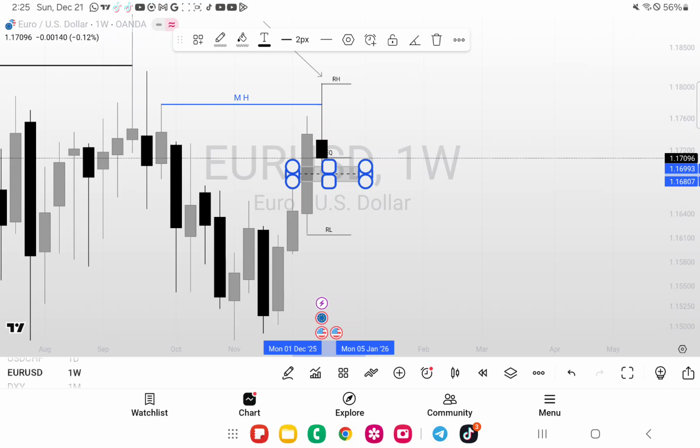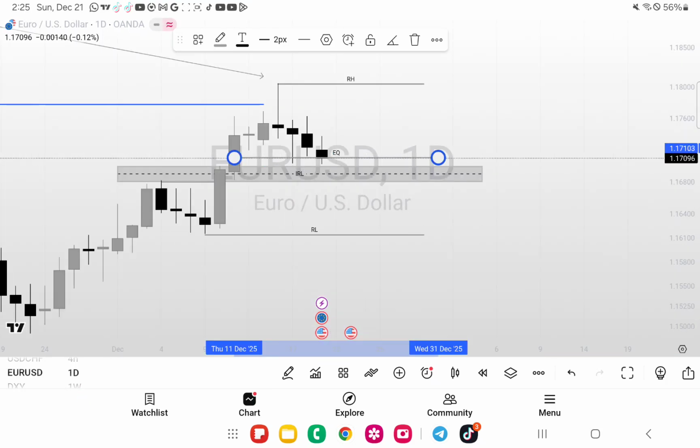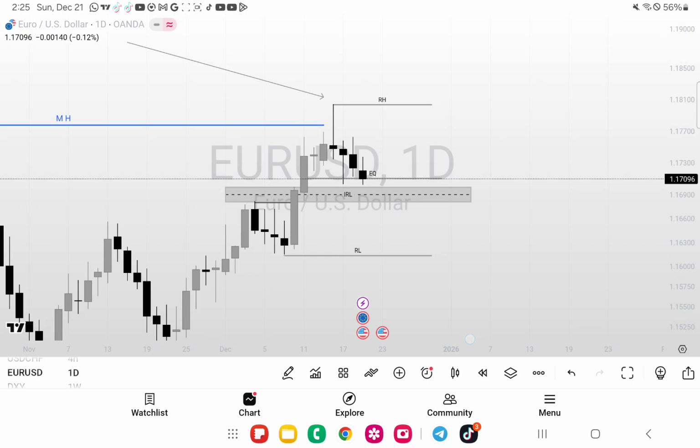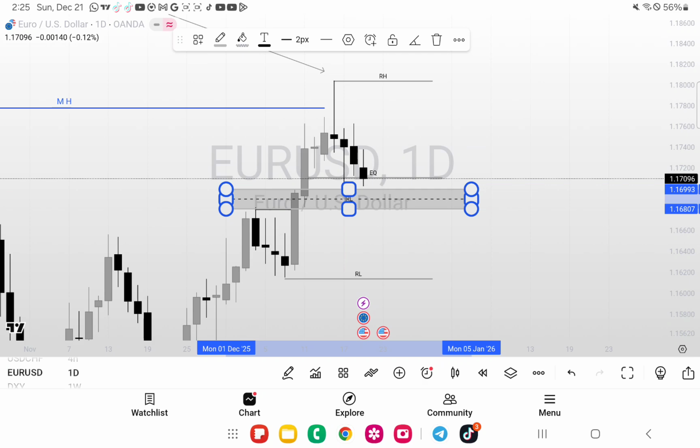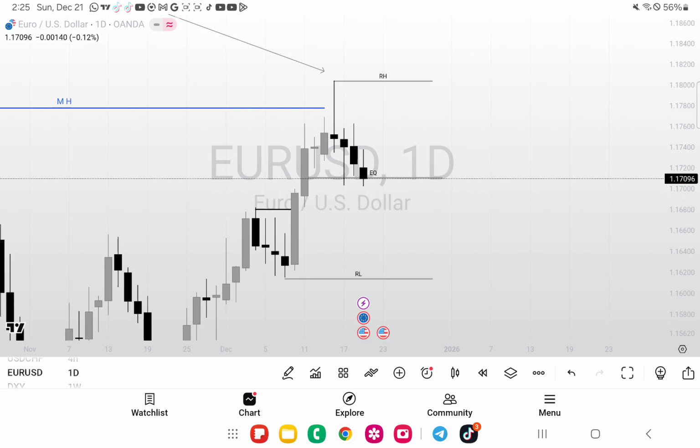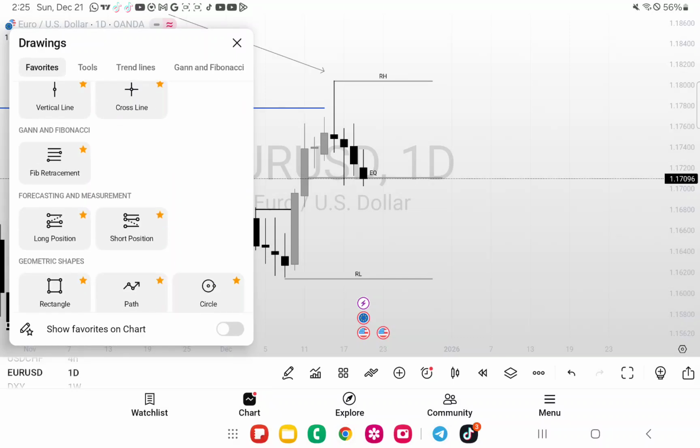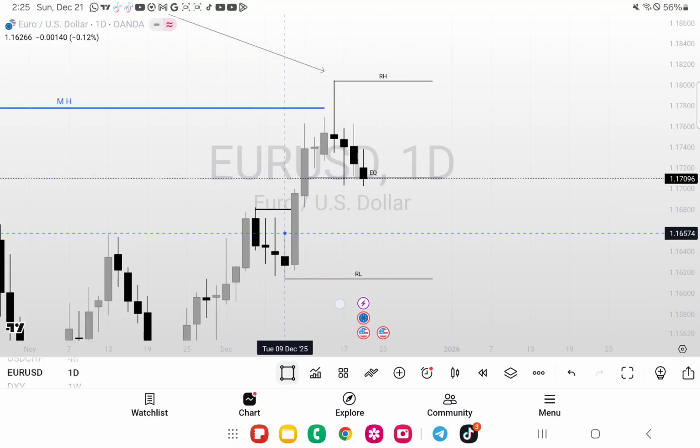So now we have this internal range liquidity, and it is below the equilibrium of this range. So the internal range liquidity is in the discount area below the 50%. This internal range liquidity is in the weekly time frame, in the 1 week time frame. And if you scale down on the daily time frame, you will discover that we have another internal range liquidity here on the daily time frame.